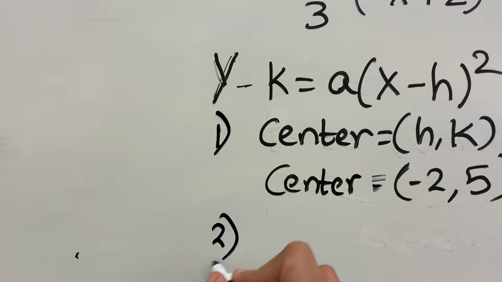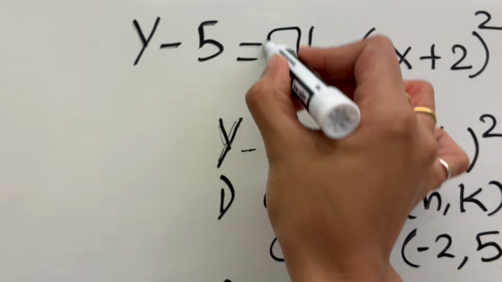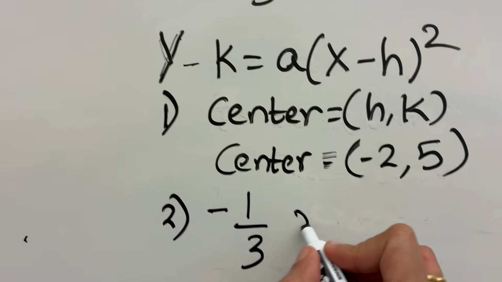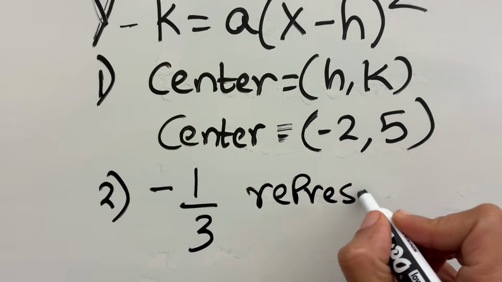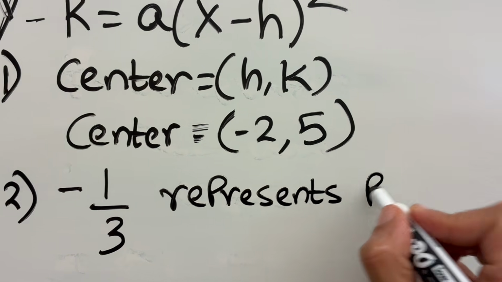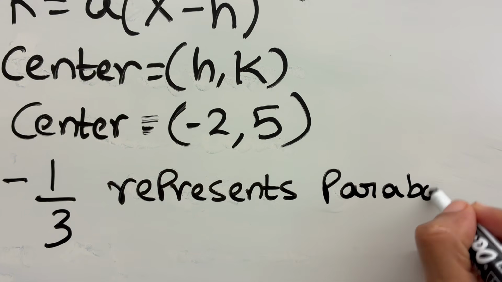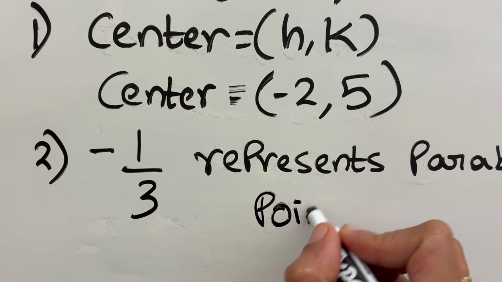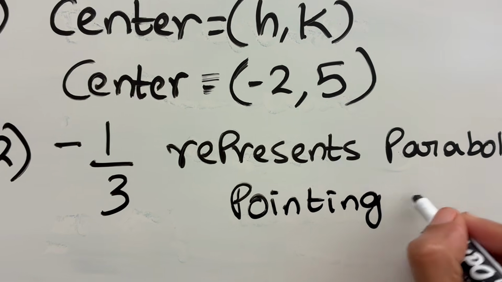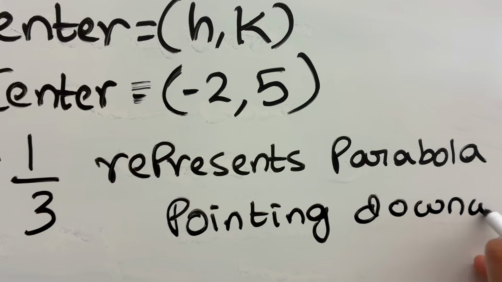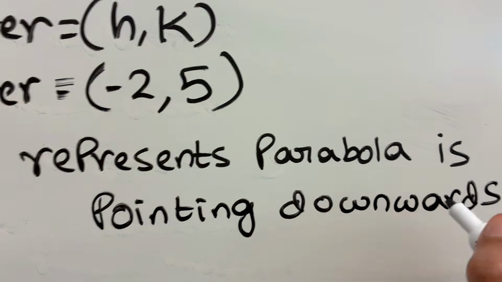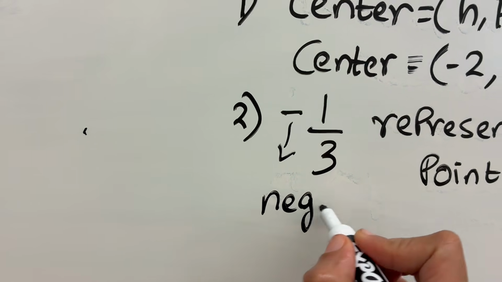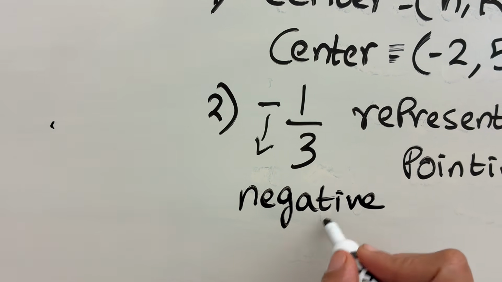And my second step would be observing the sign here. Since I have negative sign here, minus 1 by 3, it represents the parabola is pointing downwards. So you will be having a parabola that is facing downwards since you have negative sign. This is my second step.